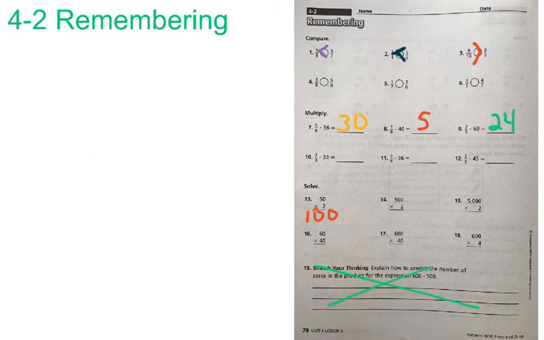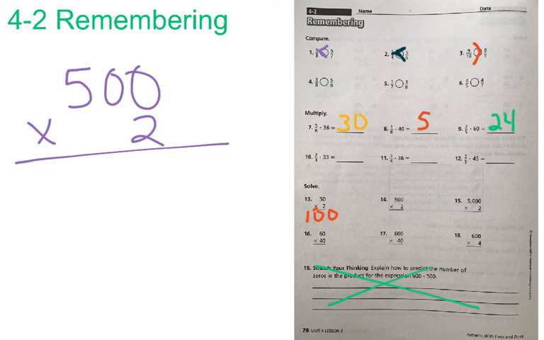Let's go ahead and look at number 14. In number 14, we have 500, and we're multiplying that by 2. We're going to use our shift again, and we're going to use our zeros, and here we have 2 zeros, and we're going to use those as our placeholders so we can shift our 5 times 2, which is equal to 10, 2 places to the left. 500 times 2 is equal to 1,000.